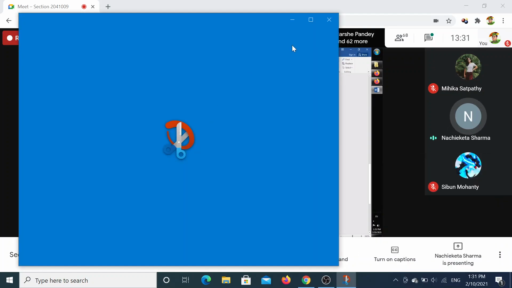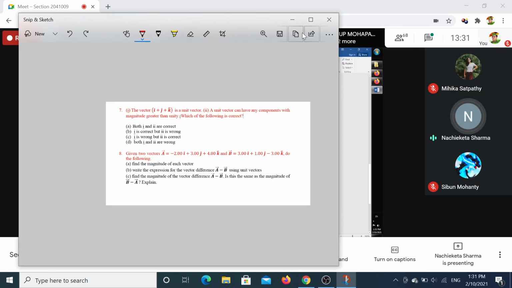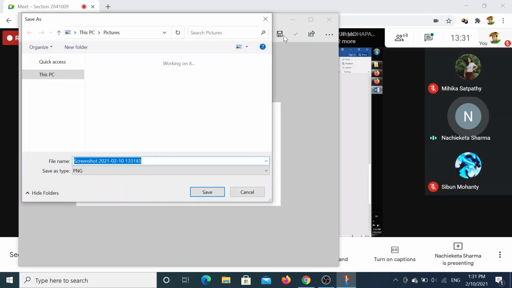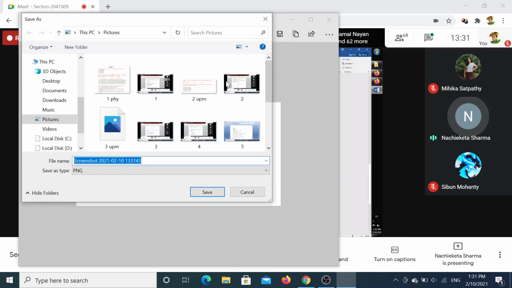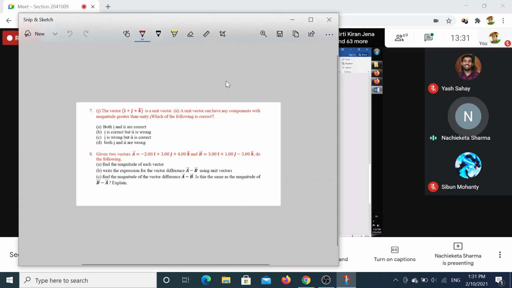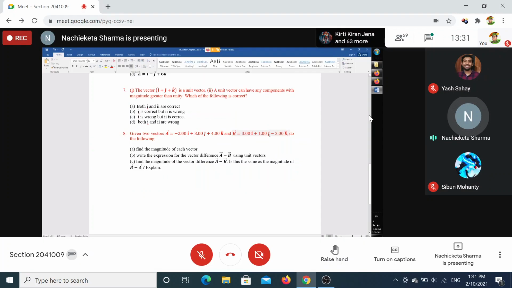Now this is a question where I could have given you multiple choice. Find the magnitude. Minus 2 square plus 3 square plus 4 square will be the magnitude of A, that is root 29. This will be 3 square plus 1 square plus minus 3 square. No, not 19. Root over 19 will be the magnitude of B and root over 29 will be the magnitude of A. Write the expression for the vector difference A minus B using unit vectors.